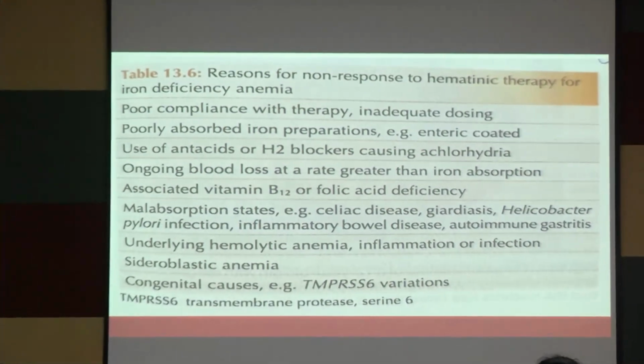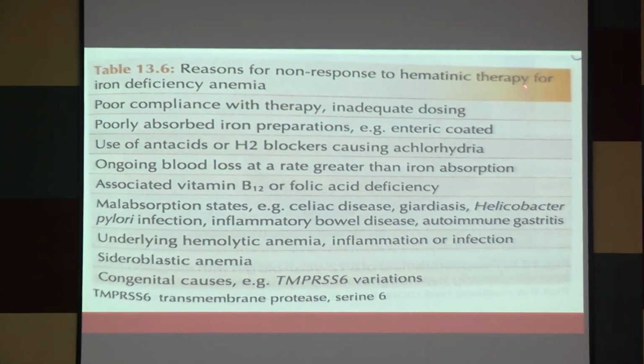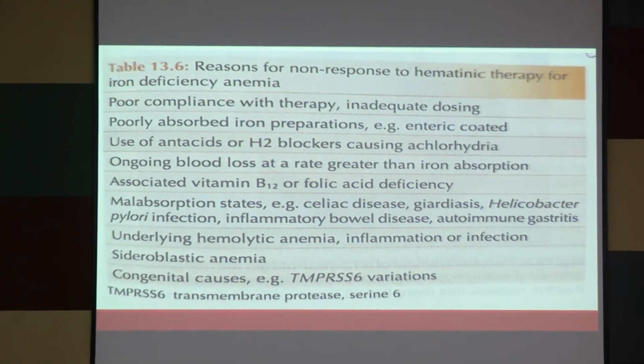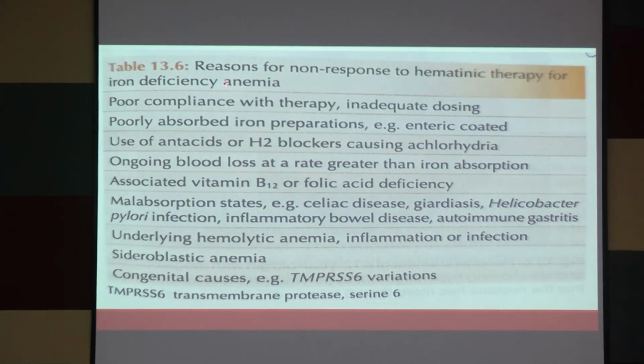So what are the reasons for non-response to hematinic therapy for iron deficiency anemia? If there is poor compliance with therapy, because iron actually tastes very bad.